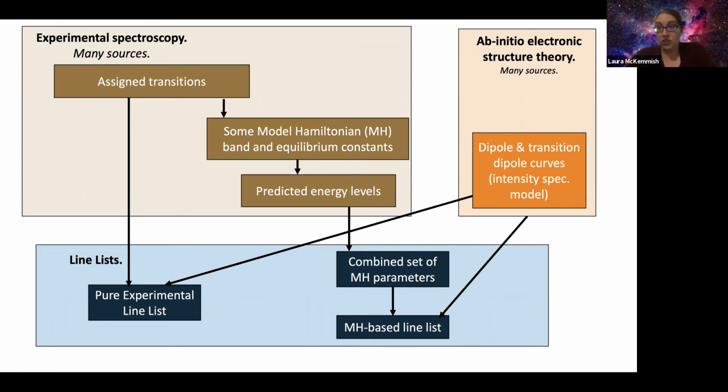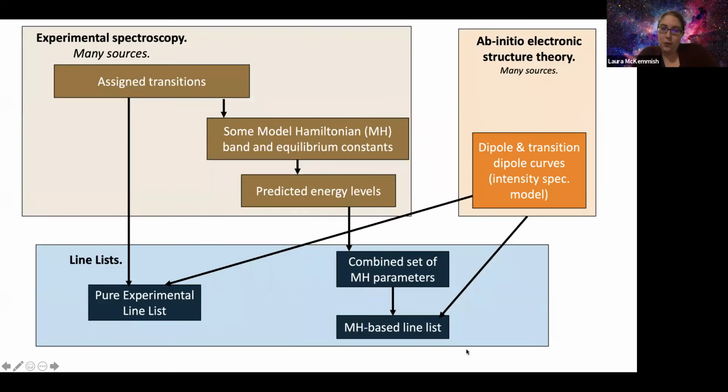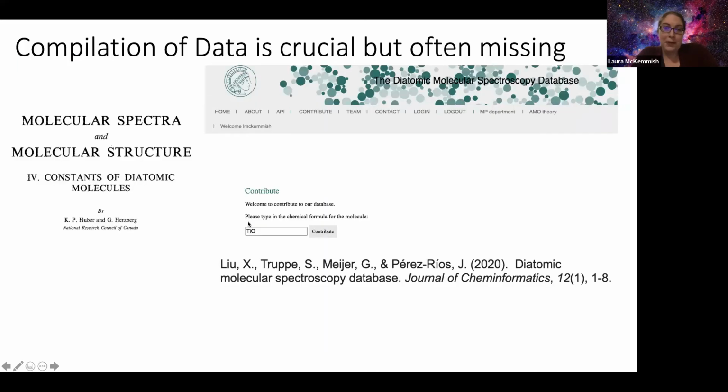Sometimes it's called the traditional approach, the perturbative approach, all those sorts of things. This is a model Hamiltonian experimentally derived line list. And I just want to highlight here that when you're producing these model Hamiltonian-based line lists, often you're relying on molecular constants. And we all know molecular constants in spectroscopy are extremely important.